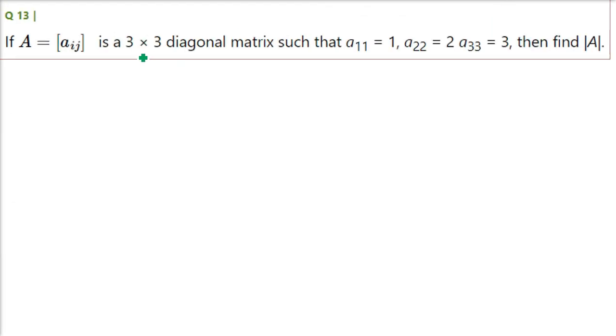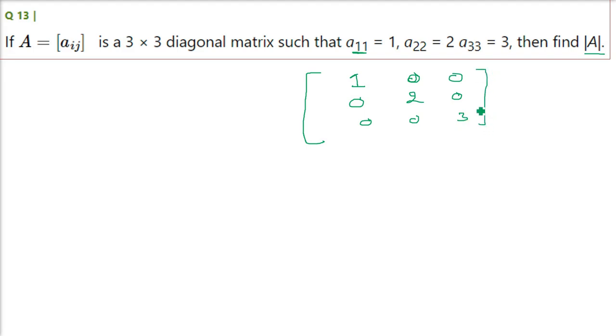Now the 13th question is, if A equals Aij is a 3 by 3 diagonal matrix such that A11 equals 1, A22 equals 2 and A33 equals 3, then find the determinant of A. So a diagonal matrix means the values will only be in the diagonal, and other values will be 0. Since it is a 3 by 3 diagonal matrix and A11, A22, A33 are given, A11 is 1, A22 is 2, A33 is 3, and the rest are 0.